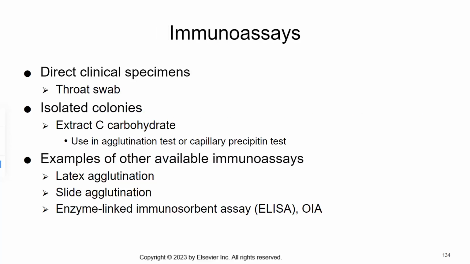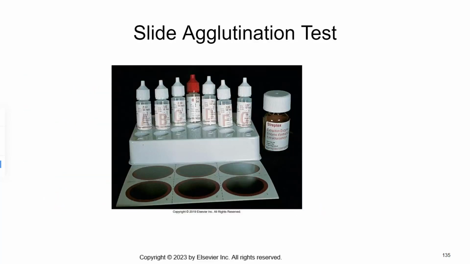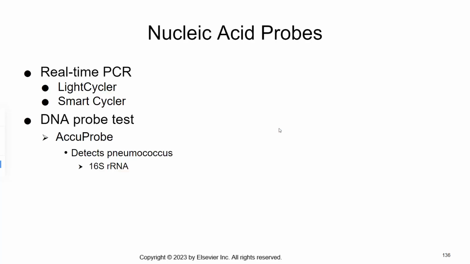Immunoassays also exist for the diagnosis of this. So for direct clinical specimens like the throat swab, we can use antibodies to detect. There's latex agglutination, slide agglutination, and enzyme-linked immunosorbent assays that are available. There's a slide agglutination test for the Lancefield groups. So you can see A, B, C, D, F, G. And there are probes that exist for select species such as the pneumococcus.